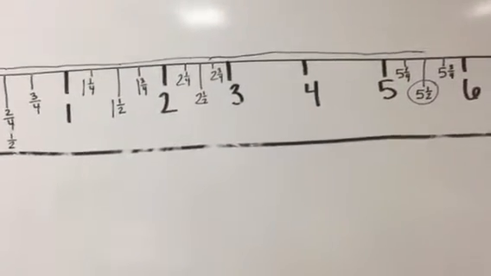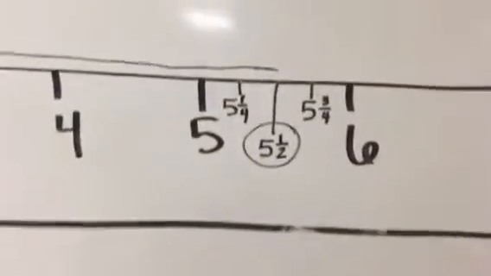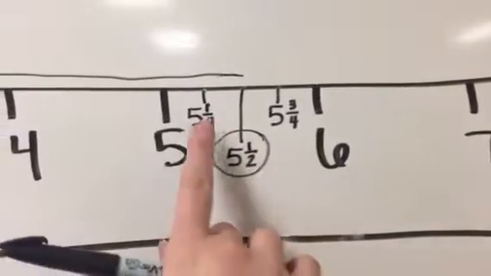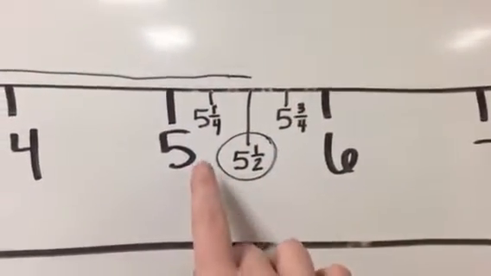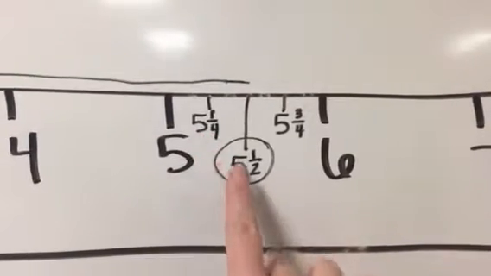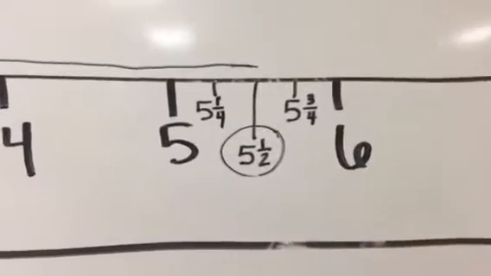So it's super important when we're going to work with our rulers that we're able to divide it into fourths. So that means that each inch, like between 5 and 6, is divided into 4 pieces. 1, 2, 3, 4. And we can label them with fourths. 5 and 1 fourth, 5 and 2 fourths, which is the same as 1/2, and 5 and 3 fourths.